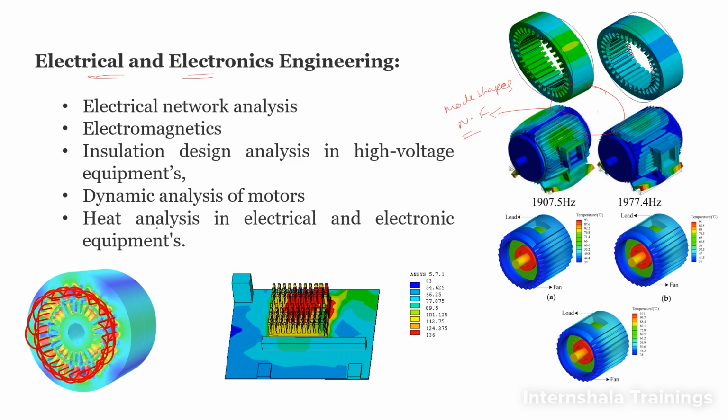Likewise, here we are seeing the electromagnetic distribution of an electric field around a coil inside an electrical motor. Likewise, this shows the cooling effects and electromagnetic radiation effects inside a chip of an electrical equipment. So these are all different types of things that we can come across for application of the finite element method in electrical and electronics engineering. See here, dynamic analysis of motors is the example.